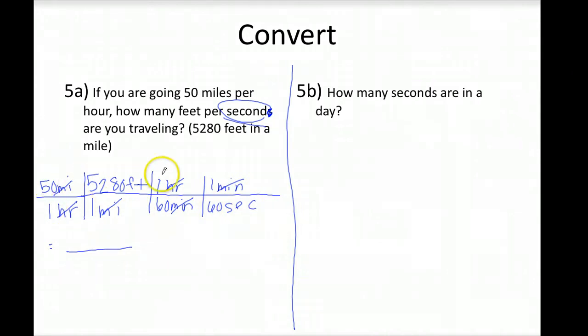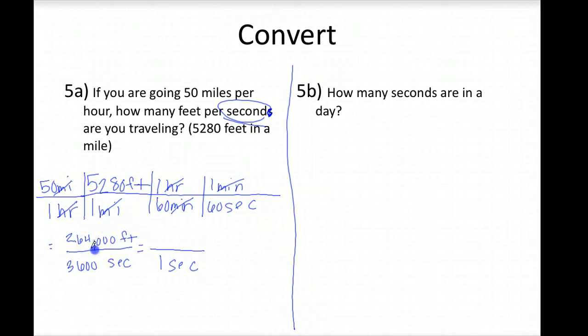So I multiply my numerators together. So 50 times 5,280 times 1 times 1 is 264,000 feet. Once again, feet's the only unit here. And in my denominator, I have 1 times 60 times 60 seconds. So that will give me 3,600 seconds. Now I want to put this in per second. So I want to have 1 second in my denominator.